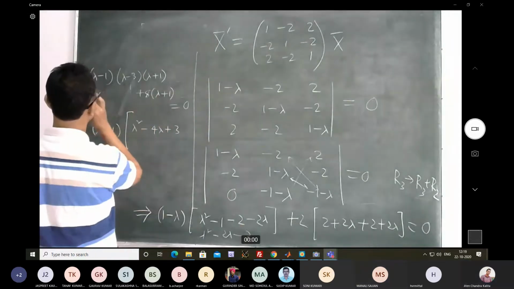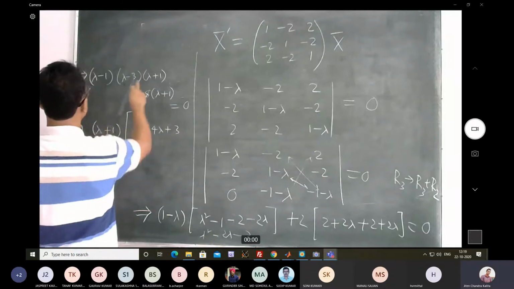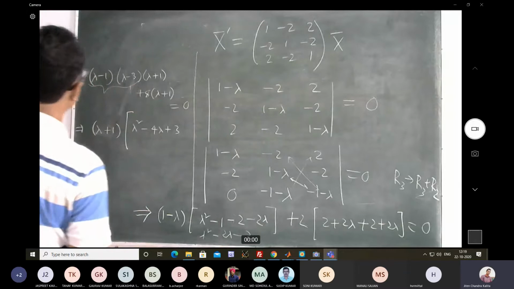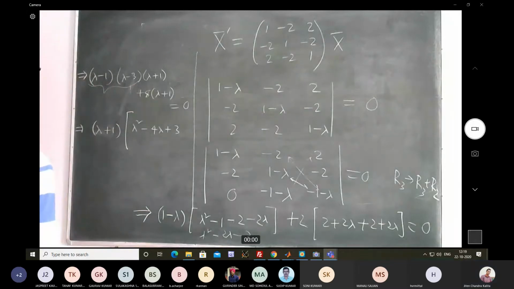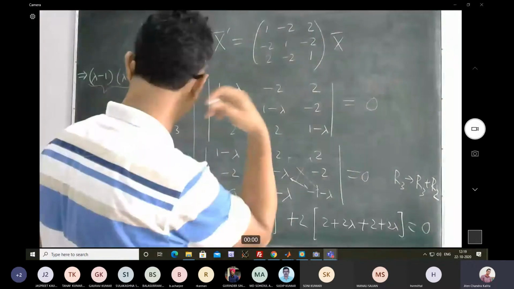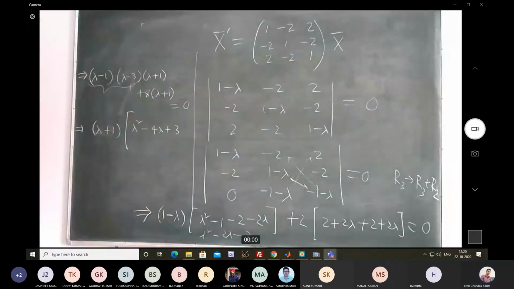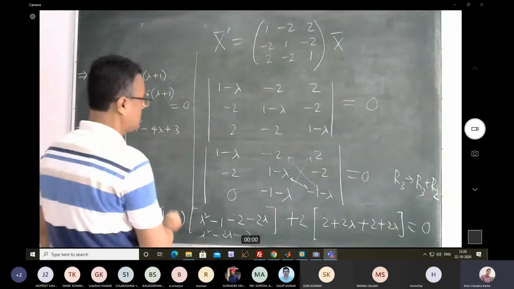Just a minute. No, because I am taking lambda plus 1 out. So lambda minus 1 into lambda minus 3. Because then I'm going to be left with only 8. I think I have done some mistake somewhere. Just let me check. Minus.